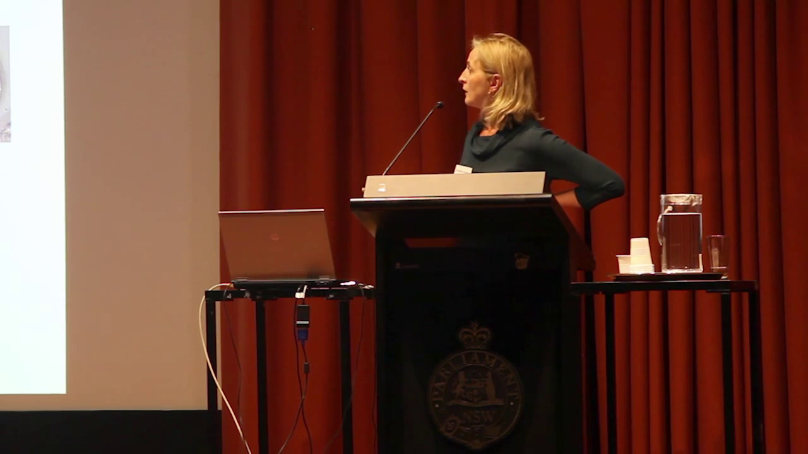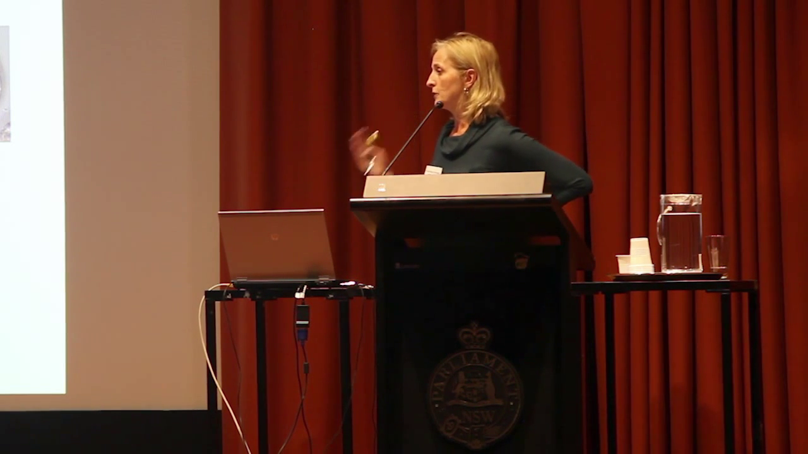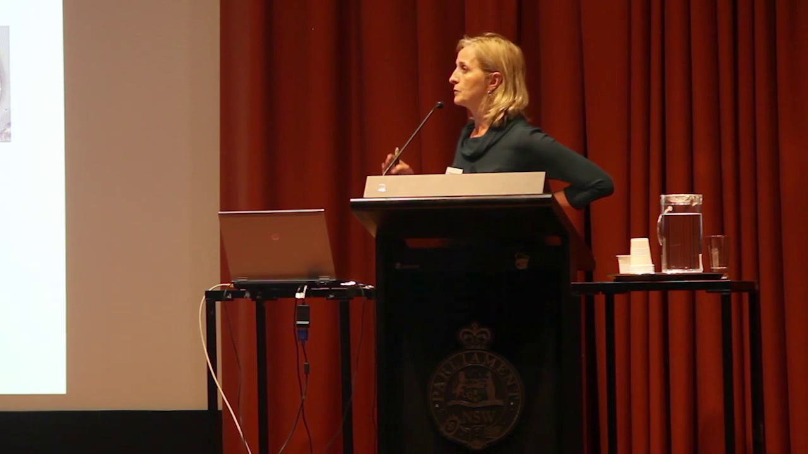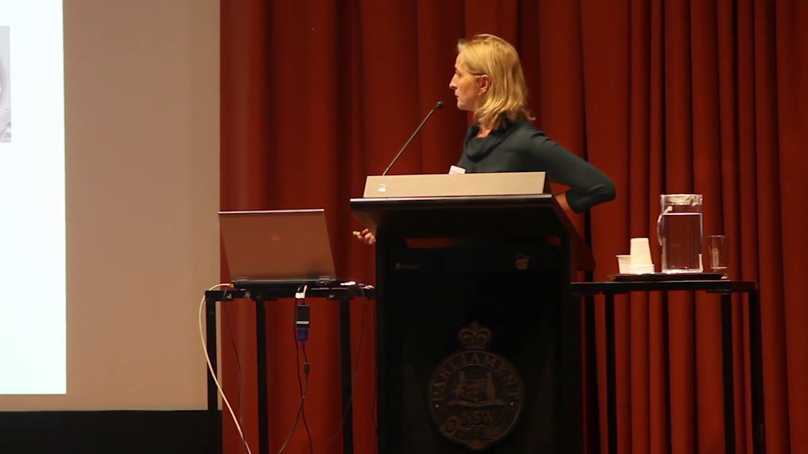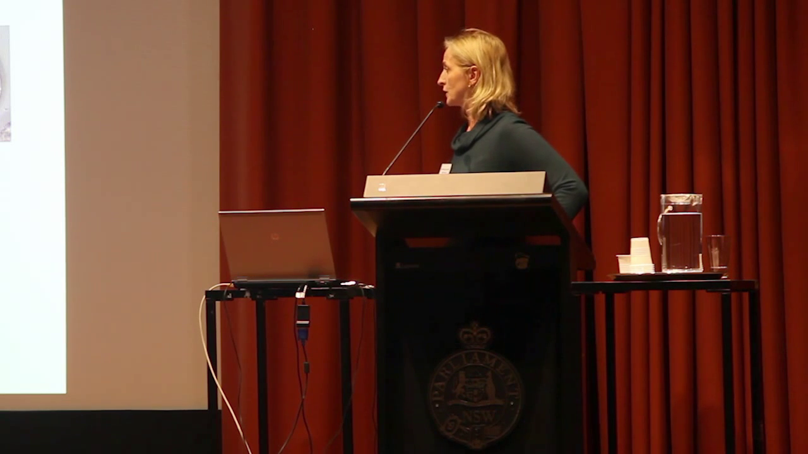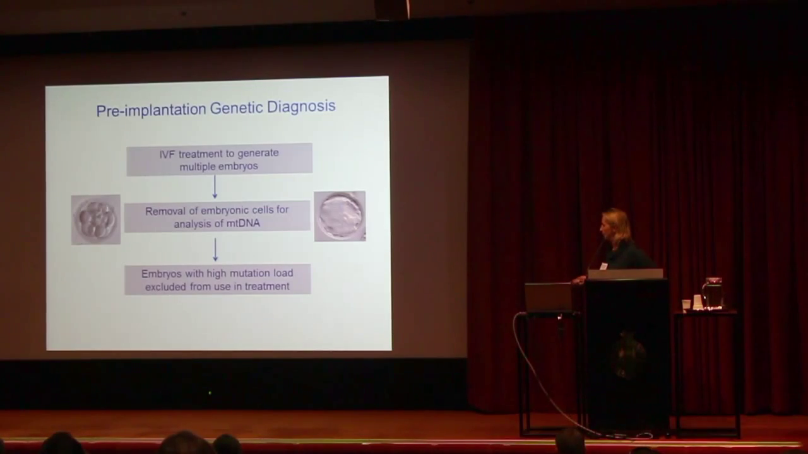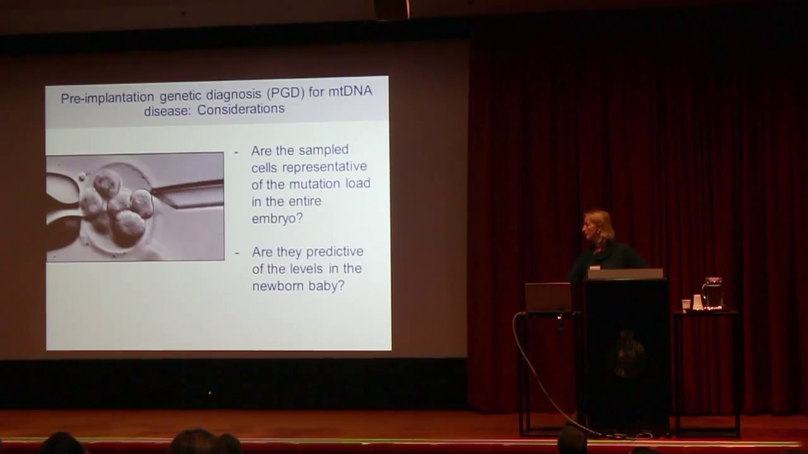So the process involved in this pre-implantation genetic diagnosis is that a couple will undergo IVF treatment. They will use drugs to stimulate the ovaries to produce multiple oocytes. Then we get multiple embryos from those. And then we let the embryos divide for 3 days in culture and remove either 1 or 2 cells from here, send them off to the mitochondrial lab, and have them analyzed so that we can tell the mutation load in these cells. Cells can also be removed from the blastocyst stage. We can remove a little biopsy of cells from here and have those tested as well. And in this way, we can identify embryos with high mutation load, and these are excluded from use in treatment.